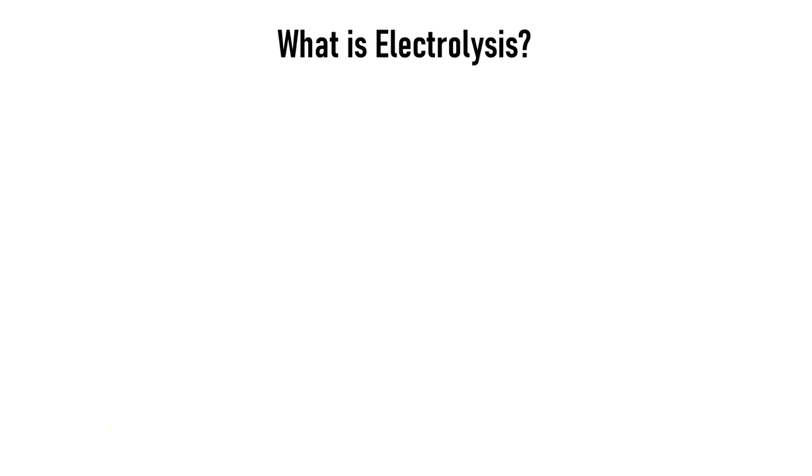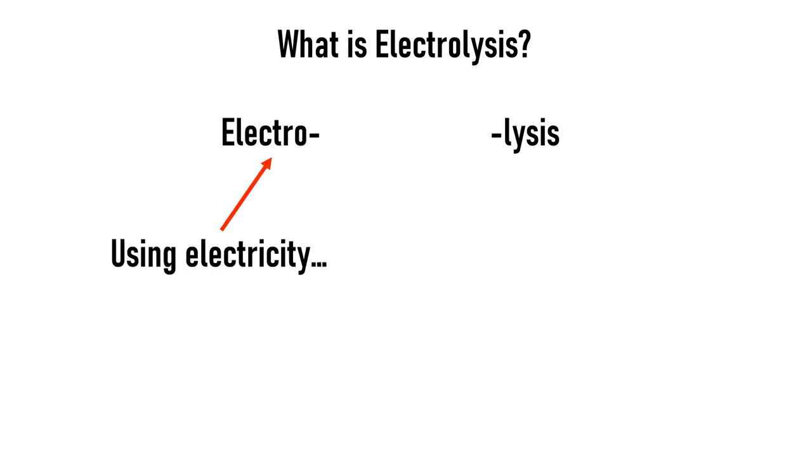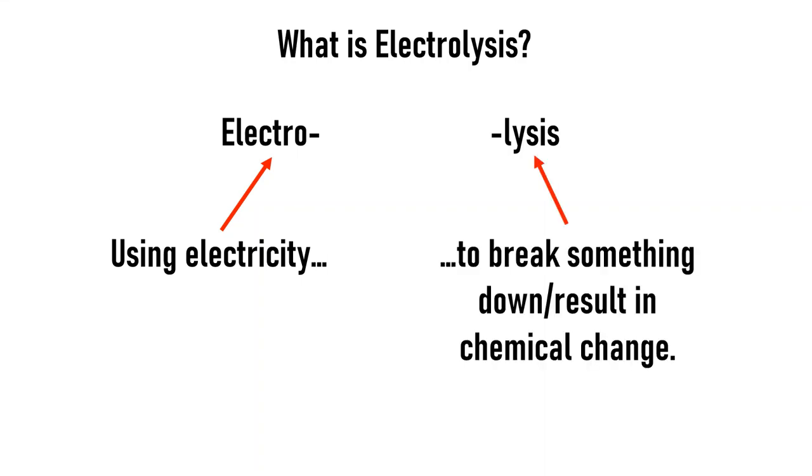First, we need to consider what electrolysis is. So let's have a look at the word electrolysis. Well, we can split it into electro, using electricity, and lysis, to break something down, though the original Greek actually meant to loosen, but we use it in science to mean to break something apart. However, I prefer the idea of thinking resulting in chemical change, because electrolysis doesn't always lead to things breaking down.